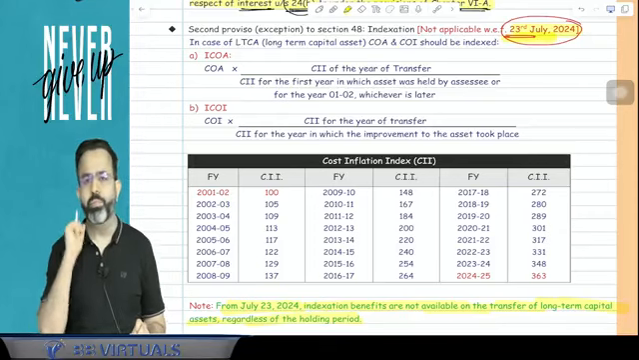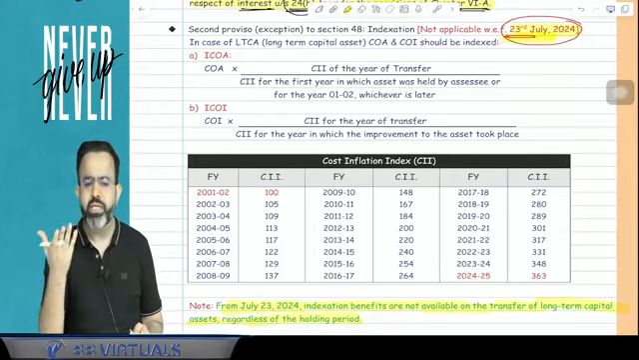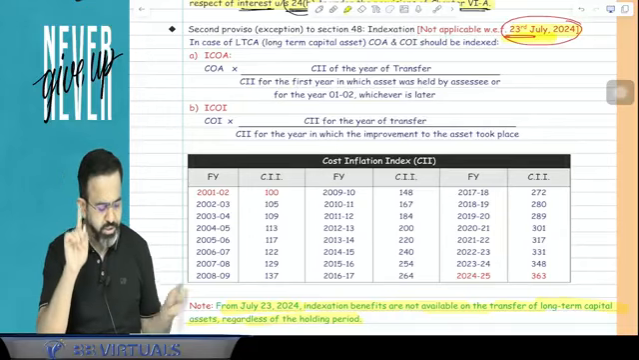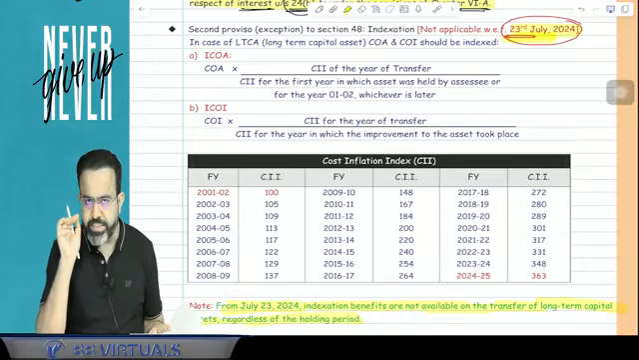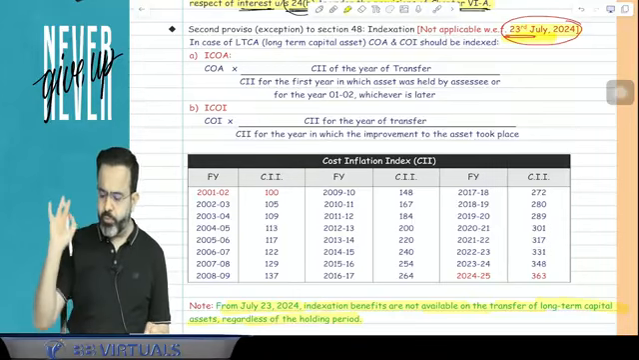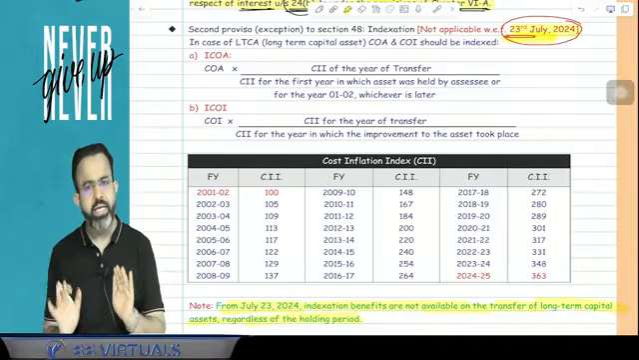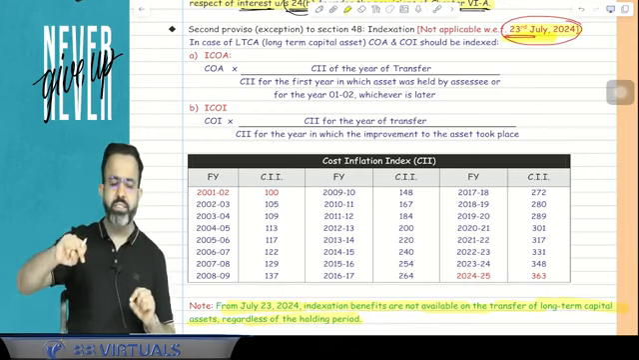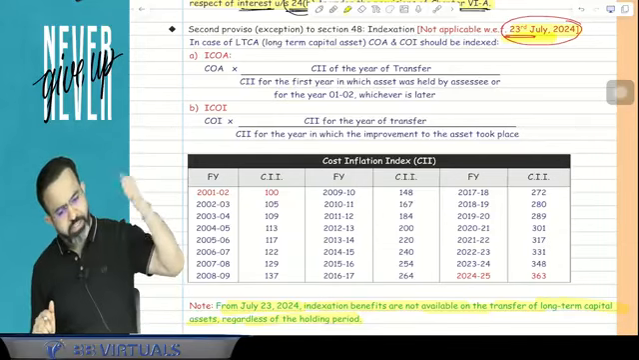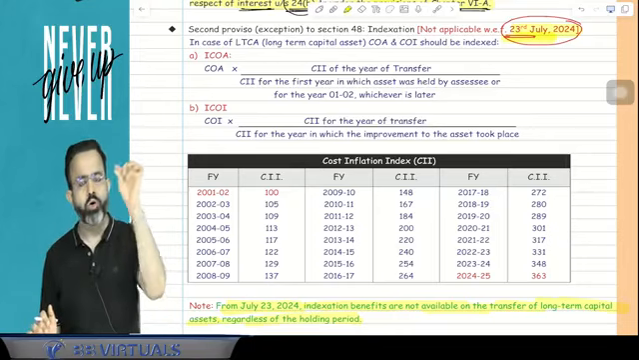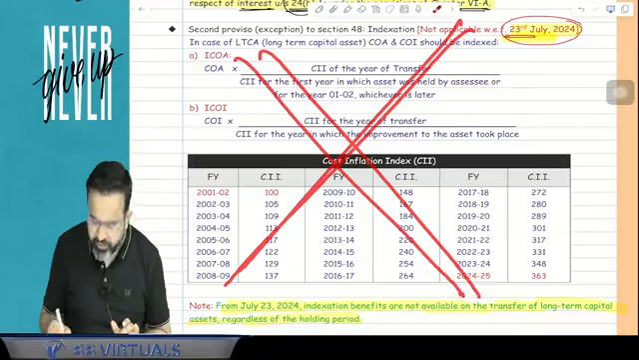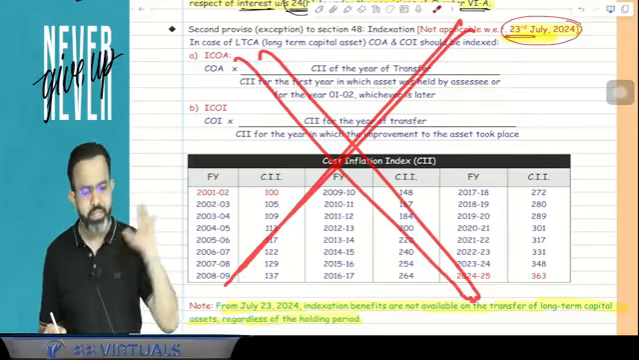Now sir, how do we remember for our examination whether indexation is there or not? For your examination, always remember, if the asset got transferred before 23rd of July 2024, then indexation is there. You have to calculate indexation, there will be an indexed cost of acquisition. But if the asset is transferred on or after 23rd of July 2024, then there is no indexation. This indexation benefit is not available while computing capital gain.